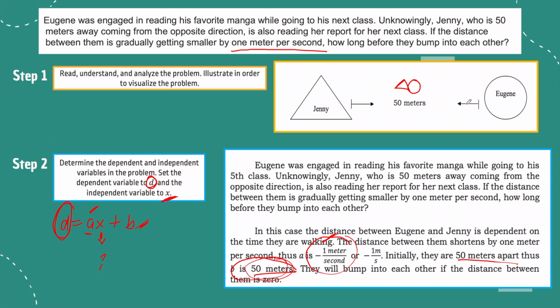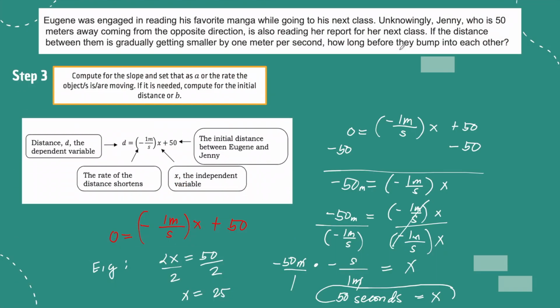So, if every 1 second it goes minus 1 meter, -1, -1, until the distance between them becomes 0. And what time is that? How long? How long before? So, that is 50 seconds.